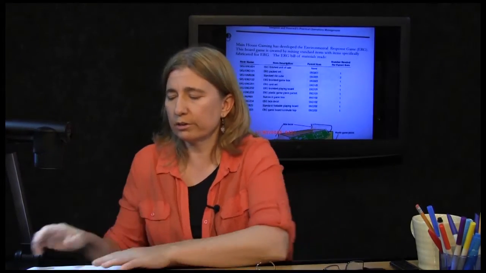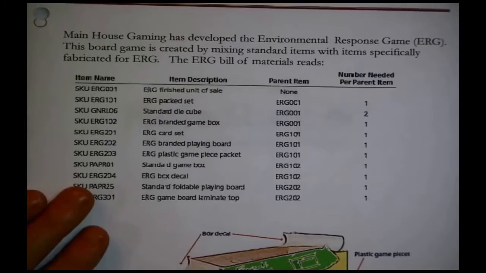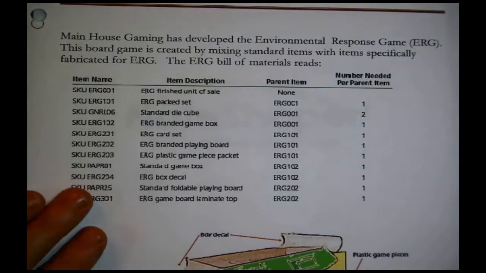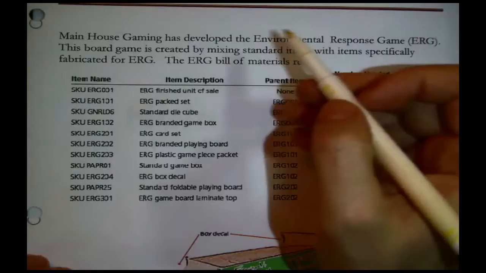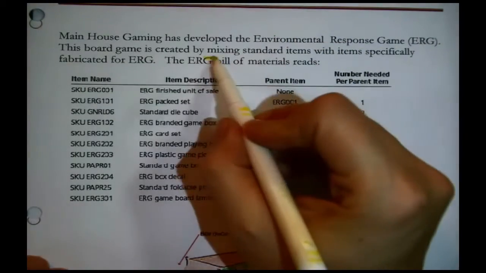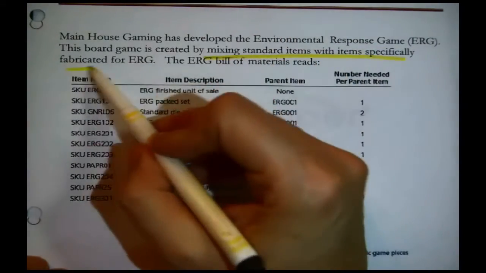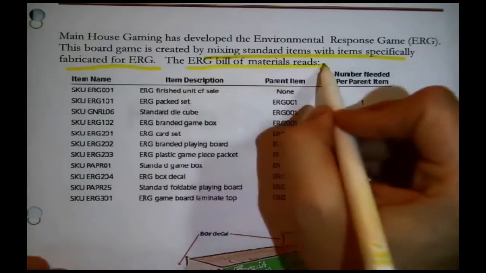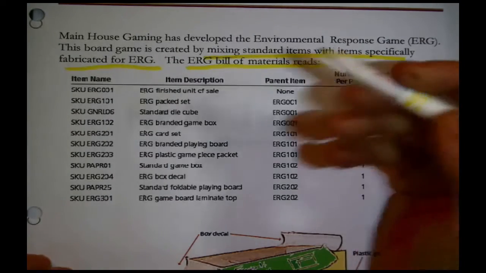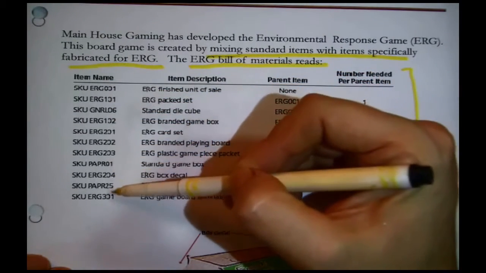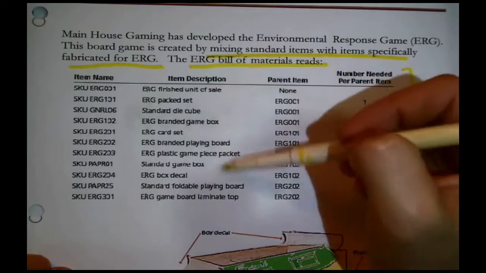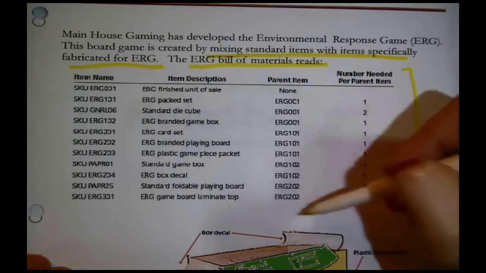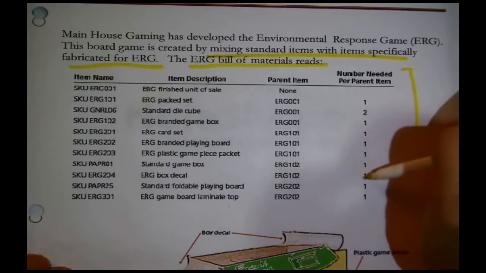Okay, now let's look at the scenario. Main House Gaming has developed the Environmental Response Game, or ERG. This board game is created by mixing standard items with items specifically fabricated for the environmental response game. The ERG bill of materials reads, and then there's just this table listing all of these different things. They have code abbreviations, descriptions, parent items, and then the number of items that you need for assembly. This is a bill of materials, this particular table.